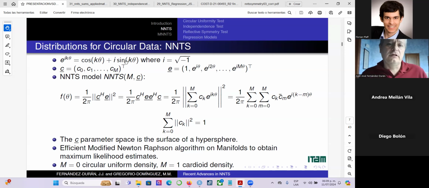And of course, i is the unit complex number that is the square root of -1. Interesting also is that this family of circular distributions is nested. It means if you have the parameter m equal to 10, then all the cases with m less than 10 are included in the case m equal to 10. In particular, the case m equal to 0 is the circular uniform density, and the case m equal to 1 is the cardioid density. Okay?